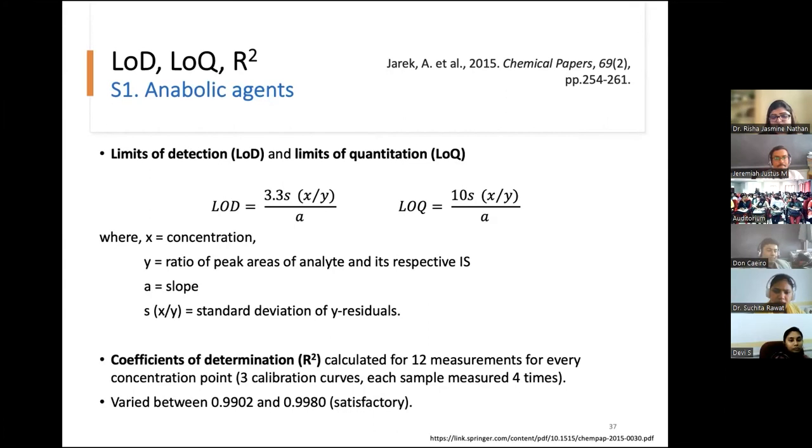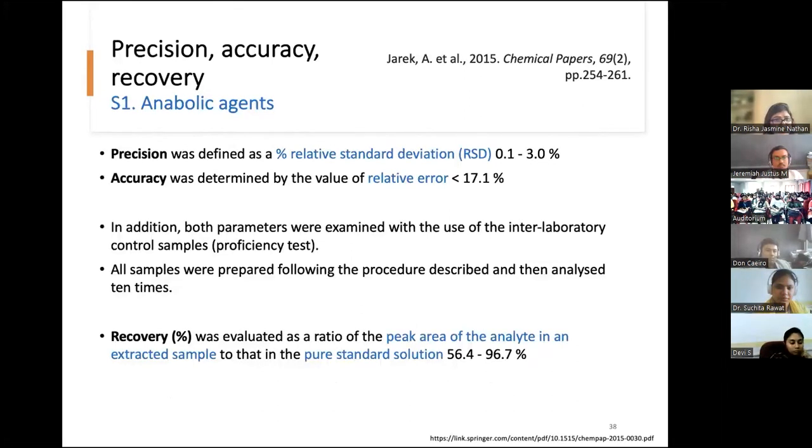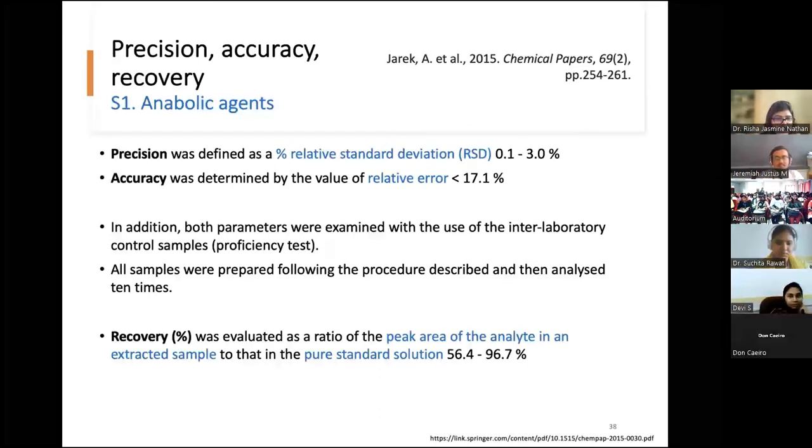For coefficients of determination, which is R-square values, again, these are calculated for all the calibration curves before they start doing the analysis. For every 12 measurements, they were using 3 calibration curves, and each sample was repeated 4 times. And then obviously we know R-square values anywhere above 0.9900 is good, and 0.9980 is satisfactory. So they have to make sure that all these values are correct. Precision is defined as percentage RSD, and it lied between 0.1 to 3%, which is again a very good range to define the method as valid.